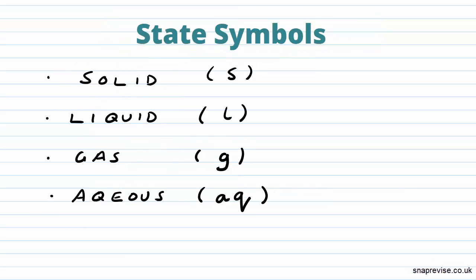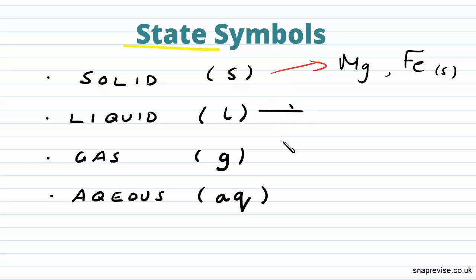So let's have a look at state symbols. State symbols show us what state the different species are in. We can have a solid represented by an s. Now that could be something like magnesium metal or iron metal, and it would have a small s after it to denote that. We could have a liquid, and that could include something like water, which would have a small l after it.